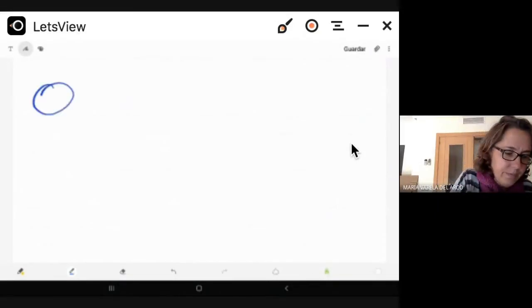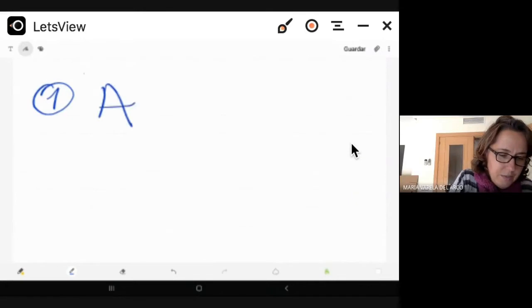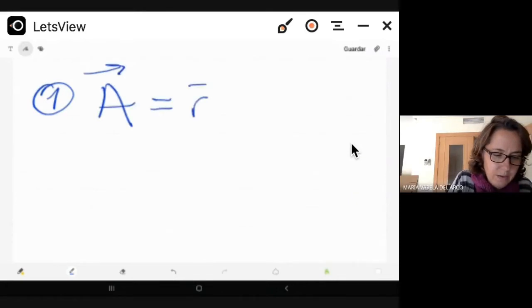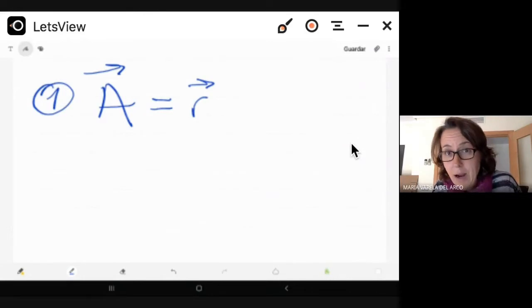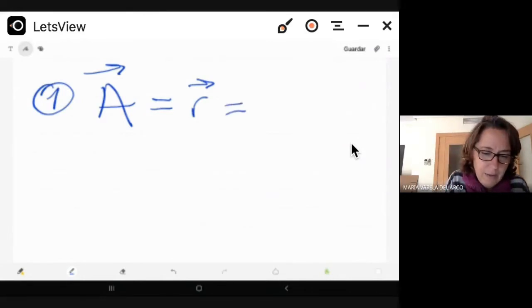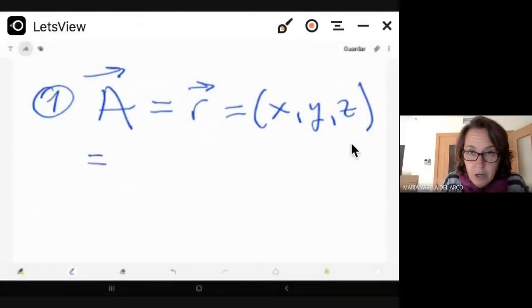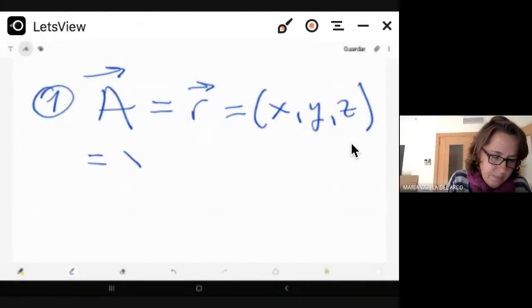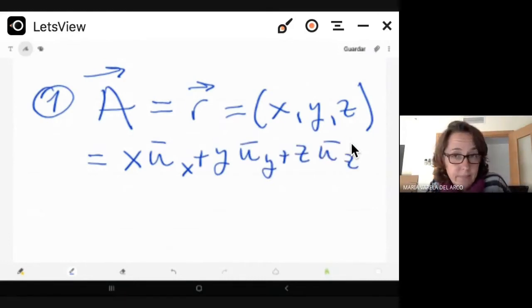First, let's assume we have a vector field which is just this one. Okay, my vector field at every point is just the position. That's it, my R vector, which in Cartesian coordinates is written this way. And this is my vector field in Cartesian coordinates, it can be written like this. All right, no big deal.